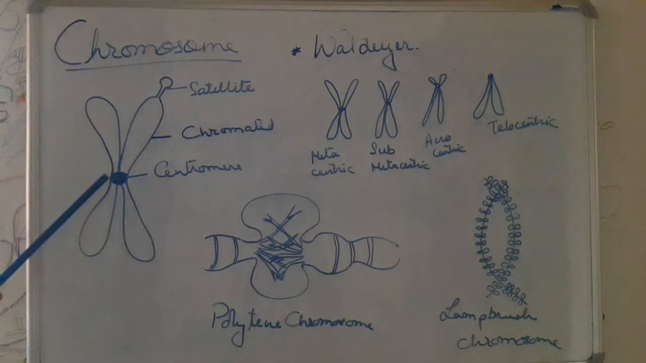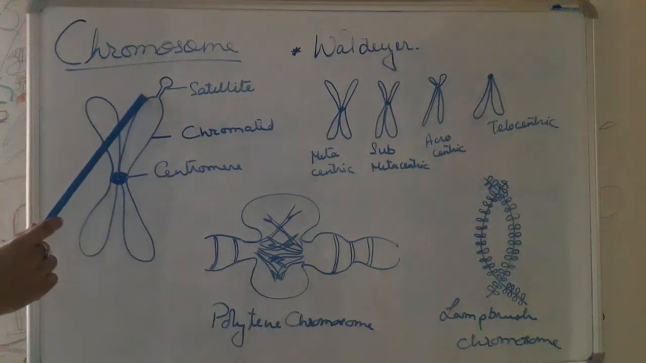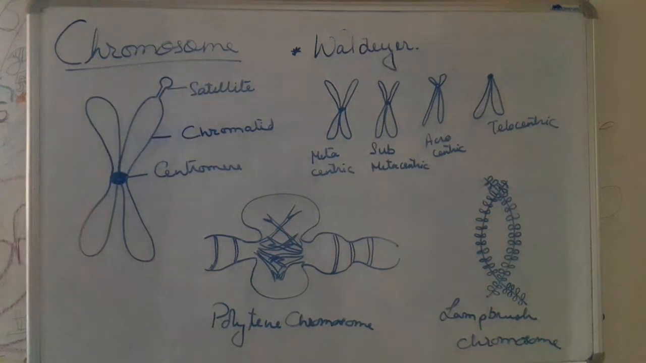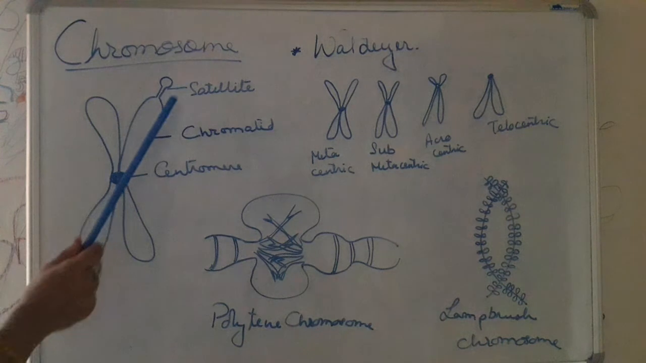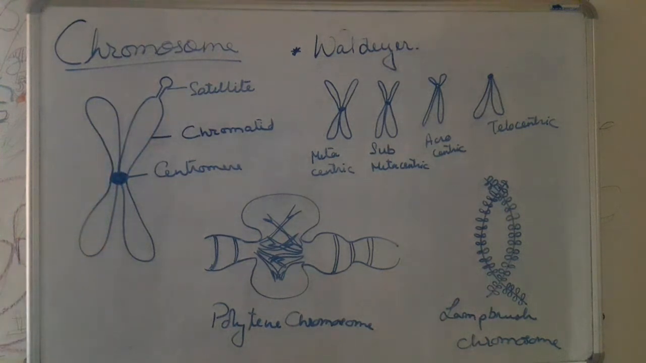Besides this primary constriction, the chromosome may have a secondary constriction which we call the satellite, and the chromosome which bears the satellite is known as the SAT chromosome or marker chromosome. That means if this particular structure is present, then it becomes easier during karyotype formation or ideogram studies or chromosome studies to identify the particular chromosome. That's why this is used as a marker chromosome.